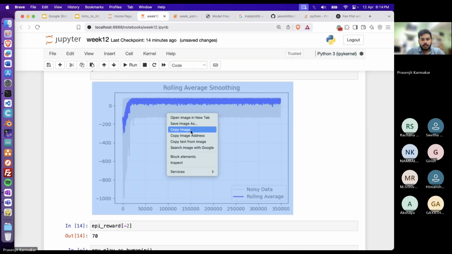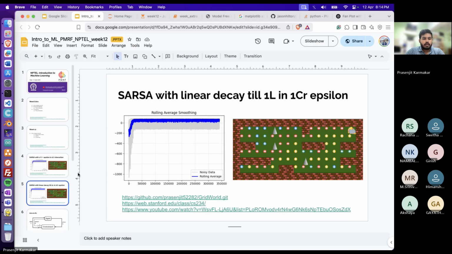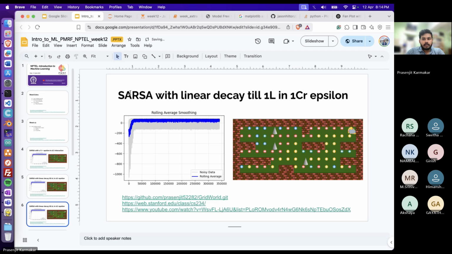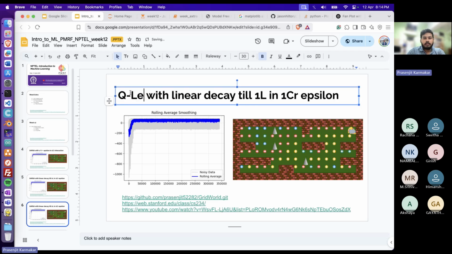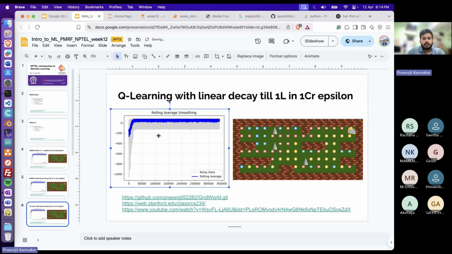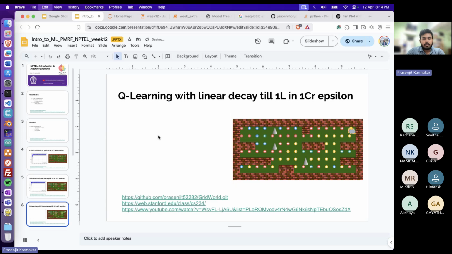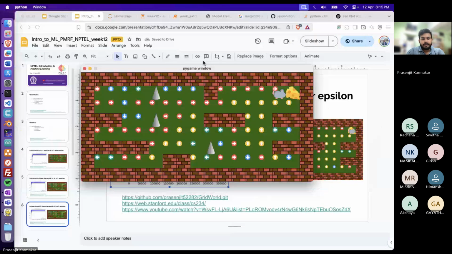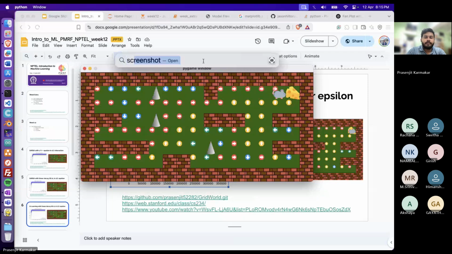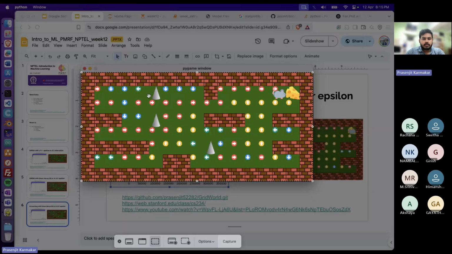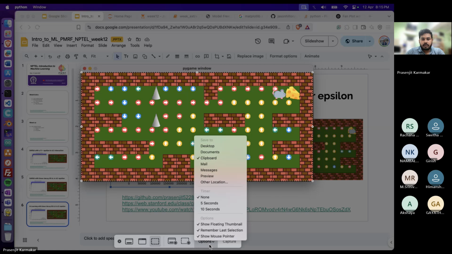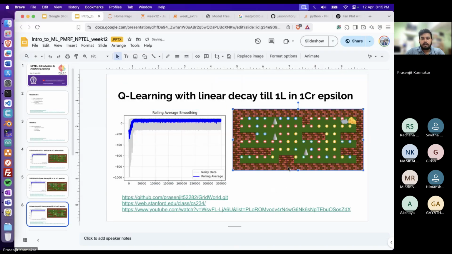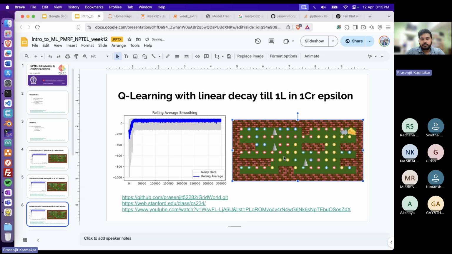Copy image as to a duplicate slide. This Q learning, linear epsilon, the epsilon. Screenshot. And this is the emergent policy.